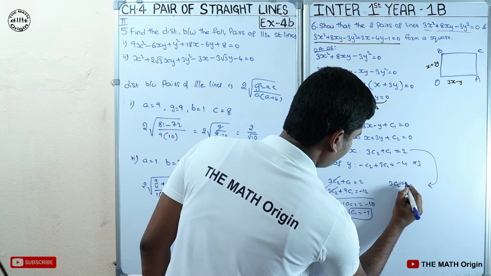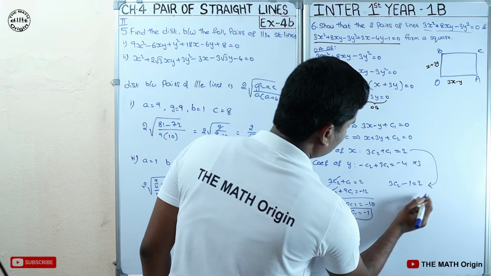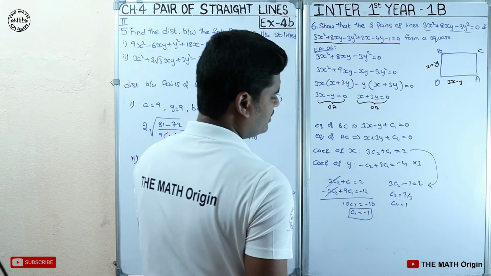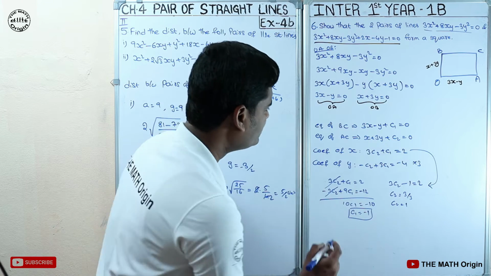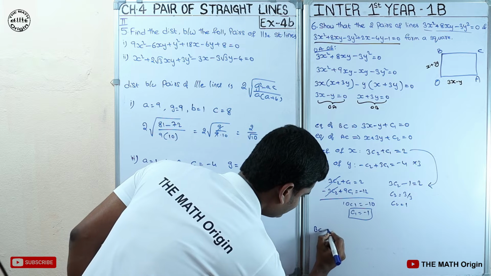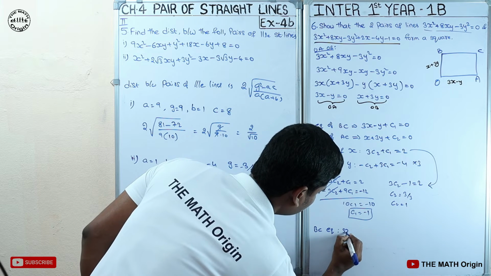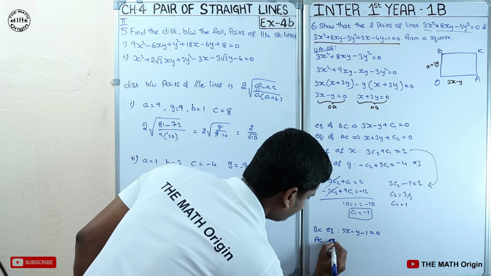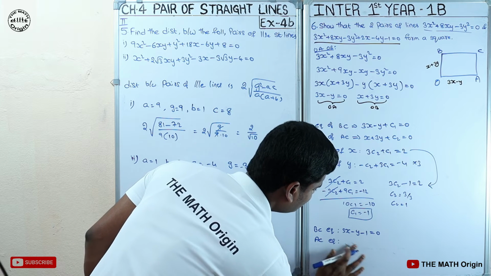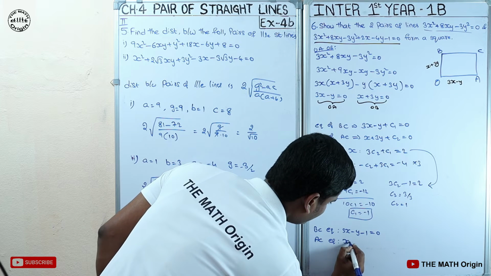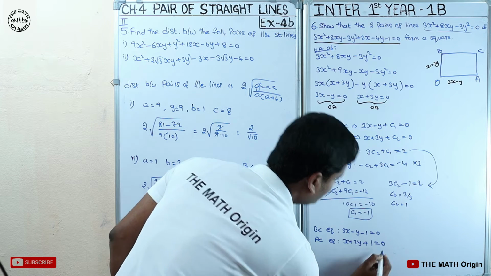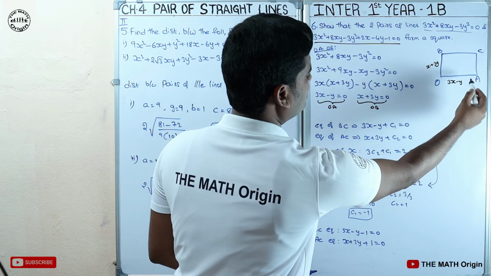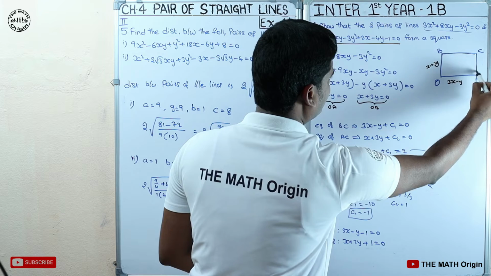3c2 minus c1 is equal to 2, so c2 is equal to 3 by 3, c2 is equal to 1. So let's substitute these two values in the given equations. The BC equation is 3x minus y minus 1 equals 0, and the AC equation is x plus 3y plus 1 equals 0, which represent the equations of the lines BC and AC.